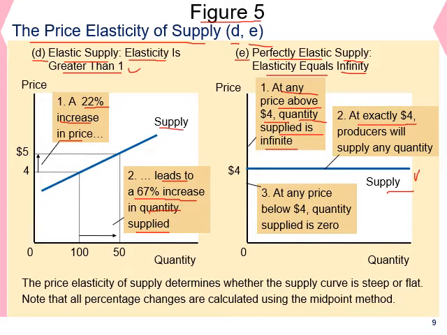So at exactly $4, producers will supply any quantity. At any price below $4, quantity supplied equals 0. So the supply curve is perfectly horizontal. In this case, this will be the case of the stock market, where you have many buyers and sellers, and the seller will provide any quantity of the stock at a given price.